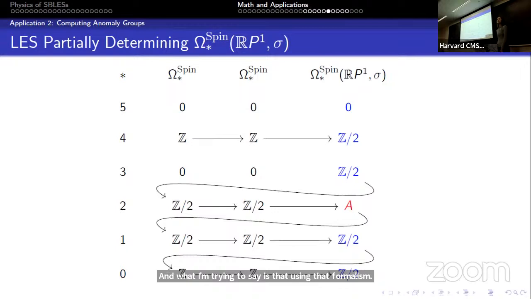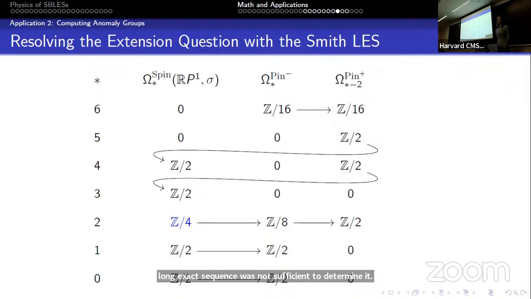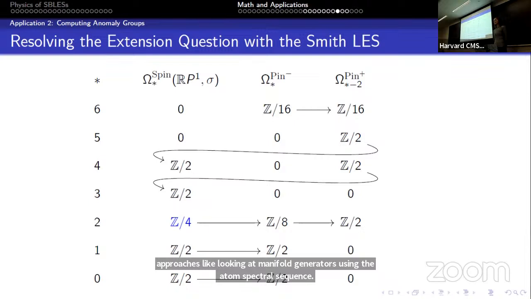So in this particular example, it turned out that this long exact sequence was not sufficient to determine it, and the long exact sequence we study is. I'm sure there are other situations where our long exact sequence is not sufficient, and you would want to use other approaches, like looking at manifold generators using the Atiyah spectral sequence. But using long exact sequences is very nice, because if the homological algebra works out, it's a pretty quick computation.